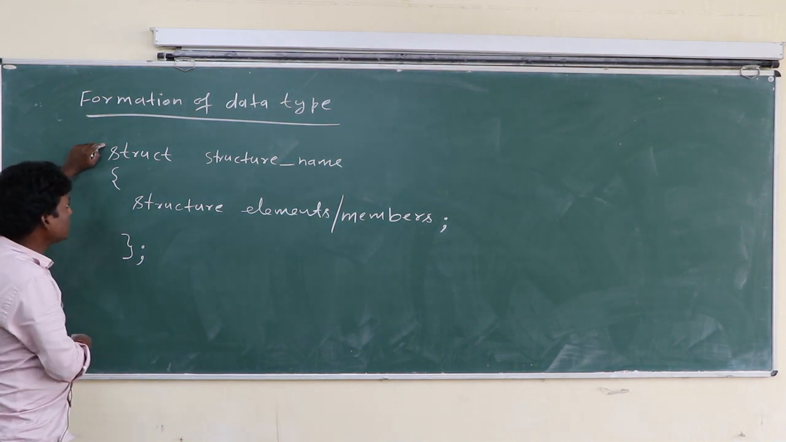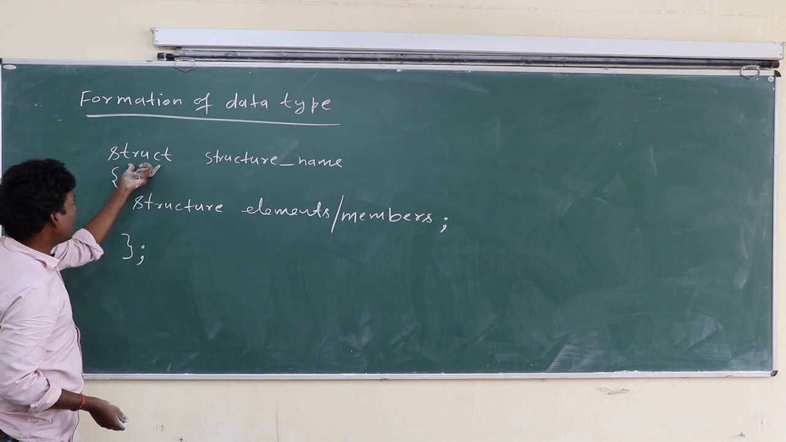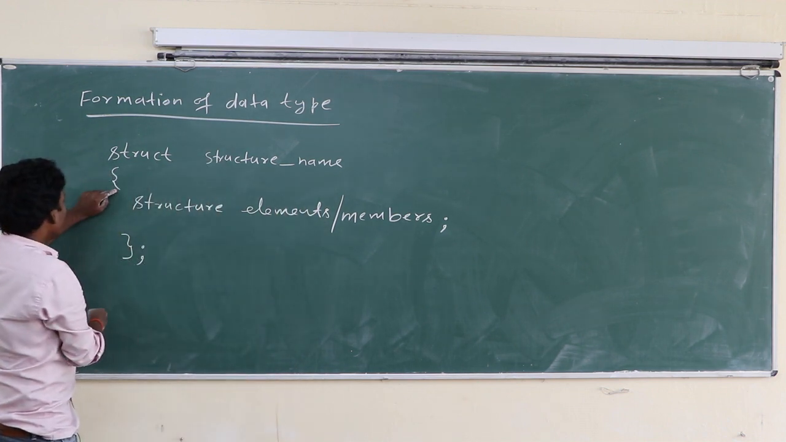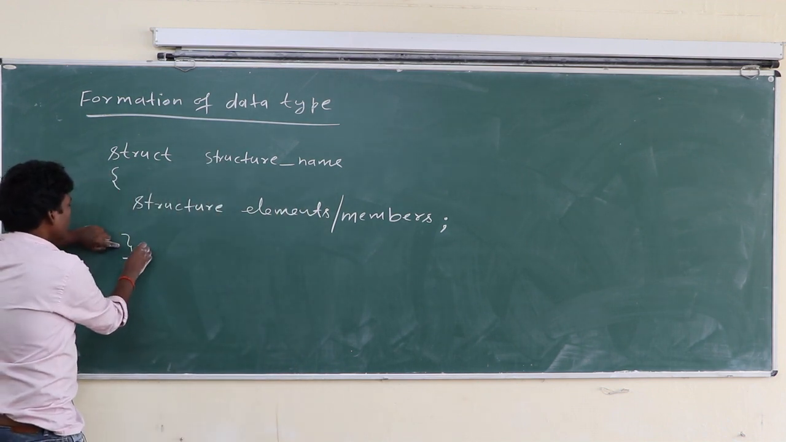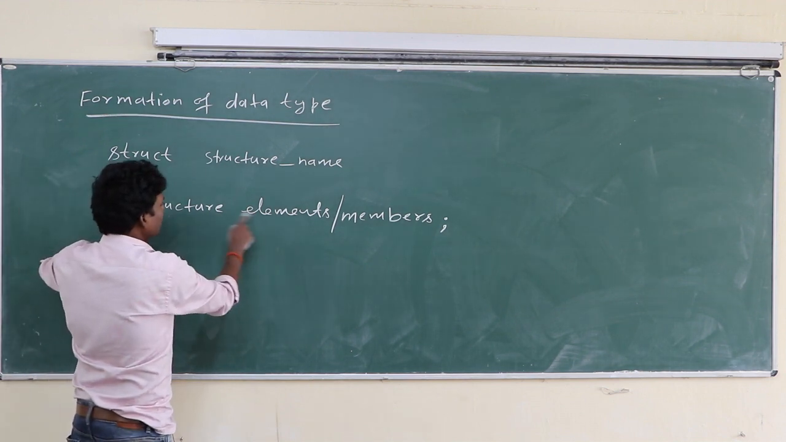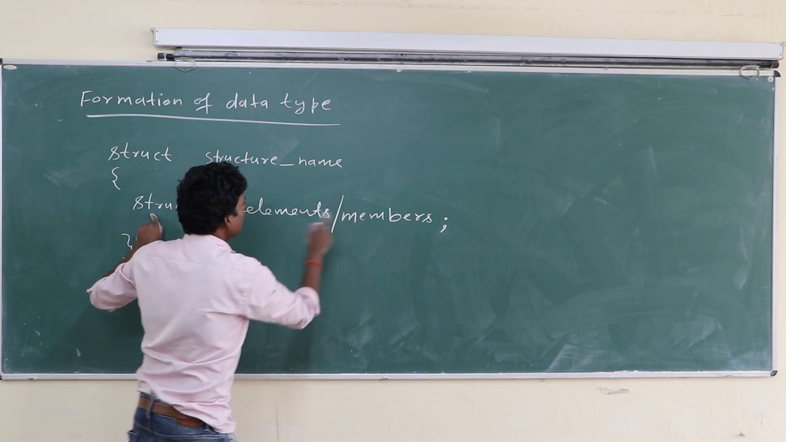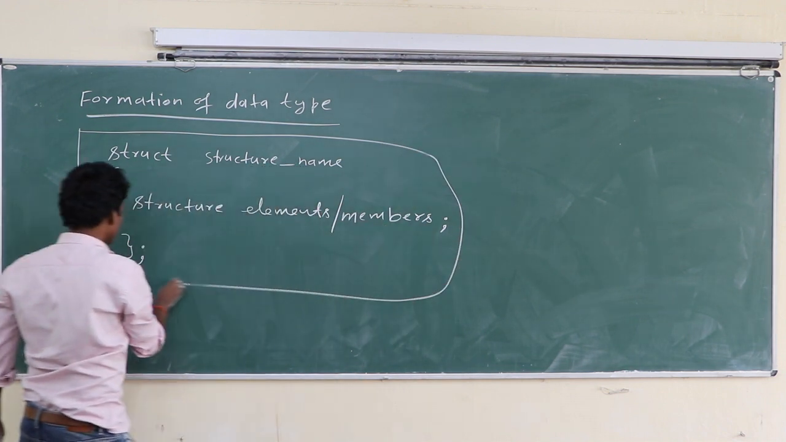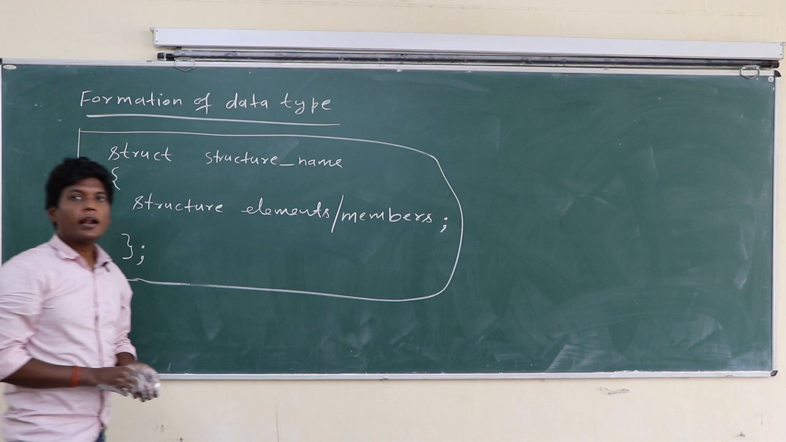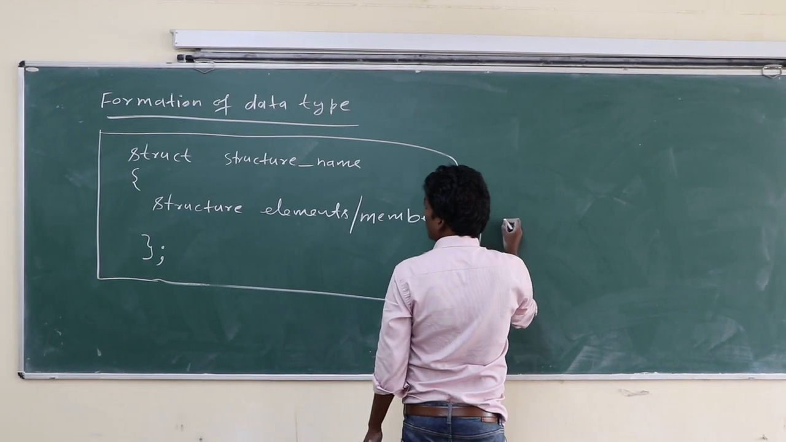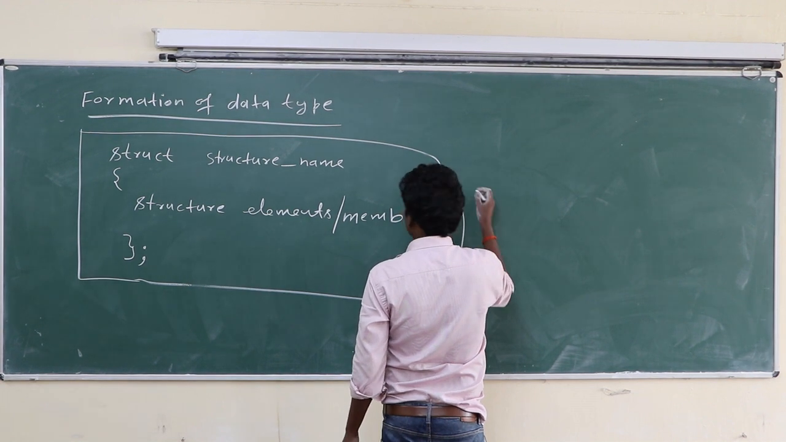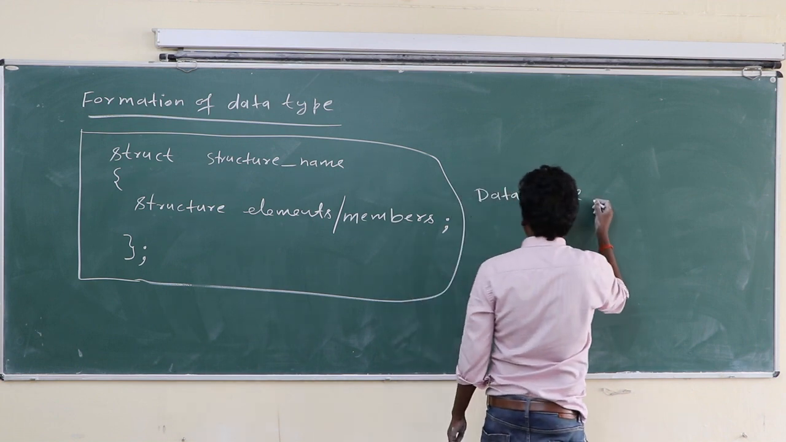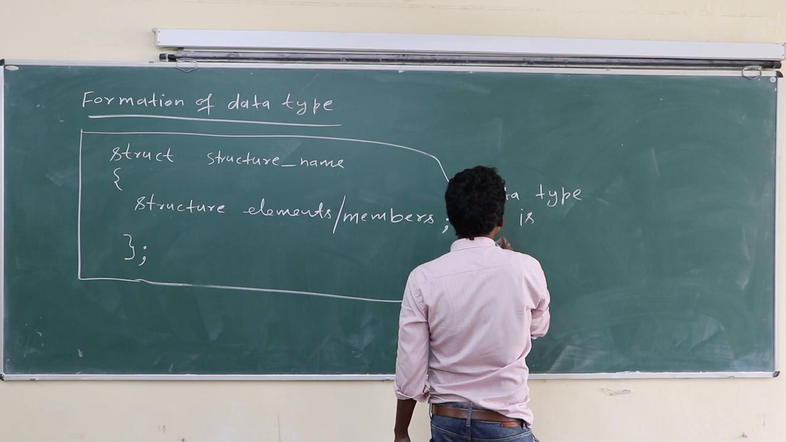So class, this is the syntax. struct is a keyword, we have to write it, space, structure name, curly bracket open, curly bracket close, semicolon. Inside are the structure elements, which are also called structure members. This is the formation of data type, or data type creation. The data type is created or defined.